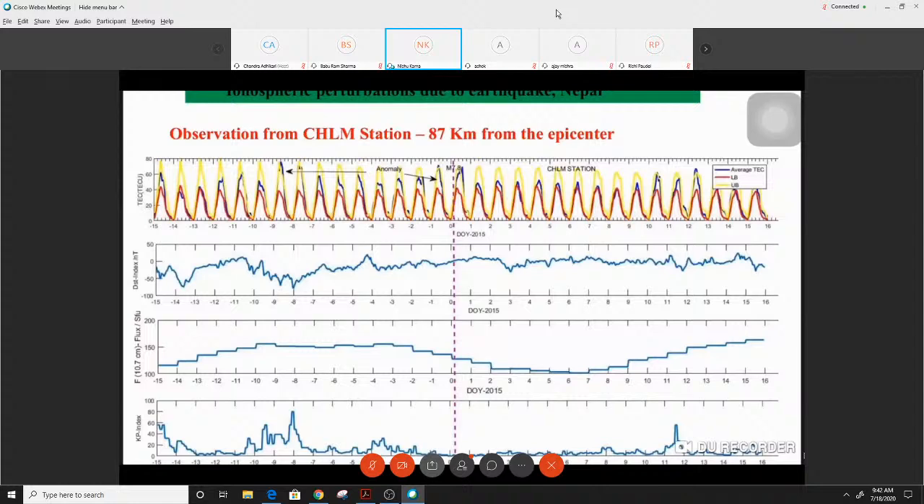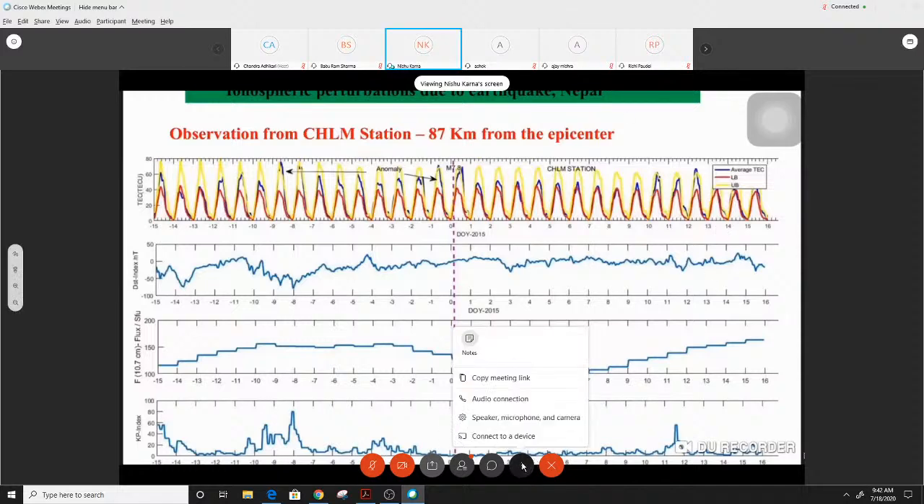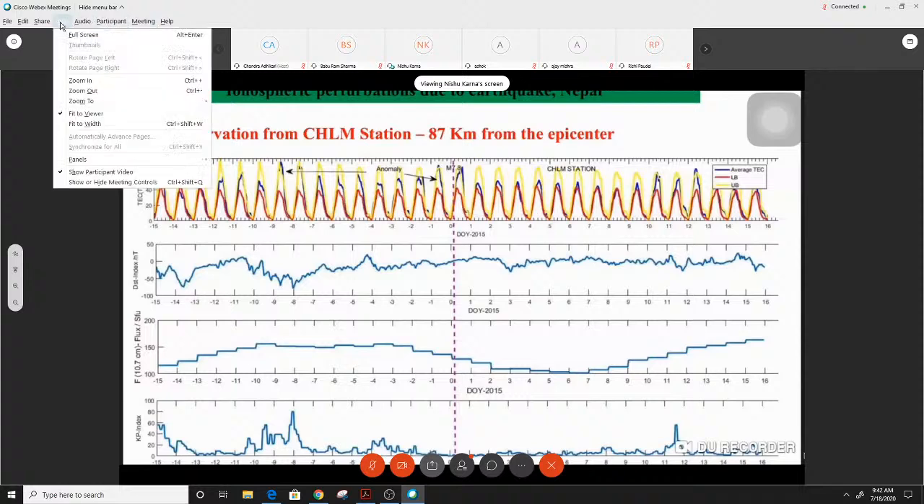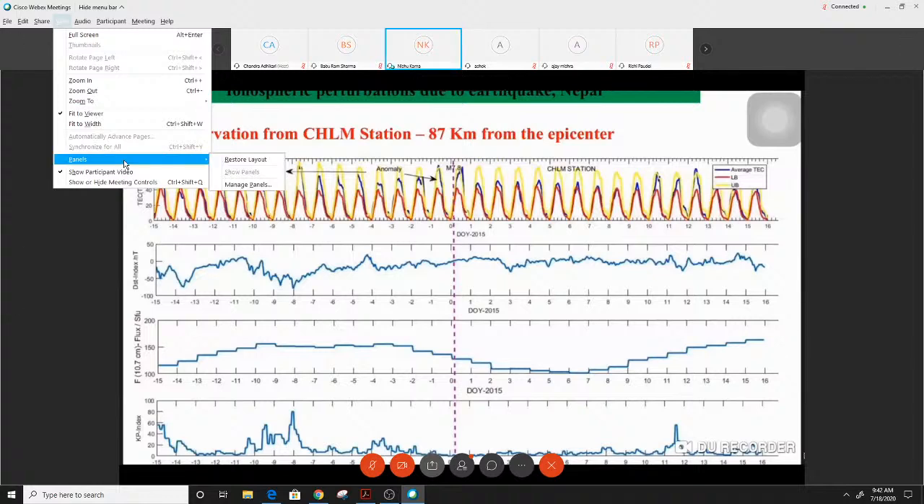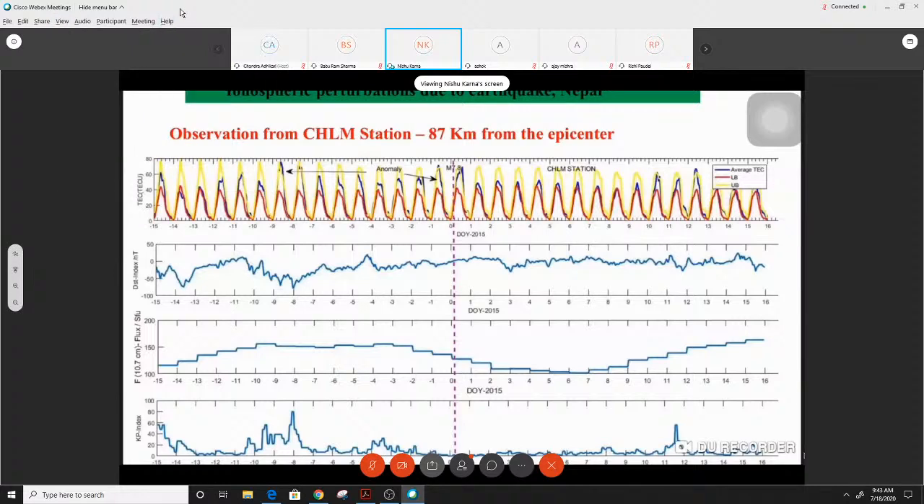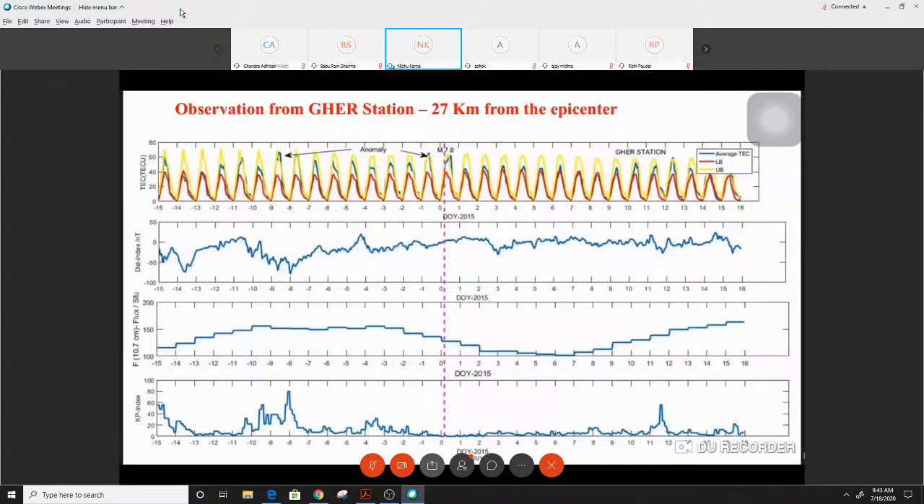It may be because of the earthquake of magnitude 7.8 on the 24th of April. A similar result is found in GSRE station, which is 27 kilometers from the epicenter. We also found exactly similar results one day before the earthquake and the 9th day before the earthquake. We found a similar peak abnormal earthquake anomaly signature, and then similarly.